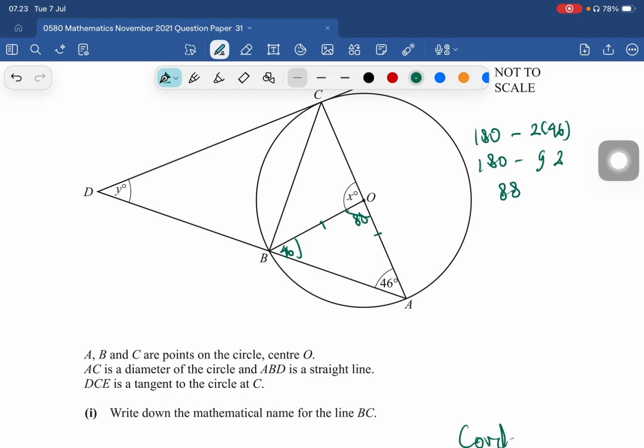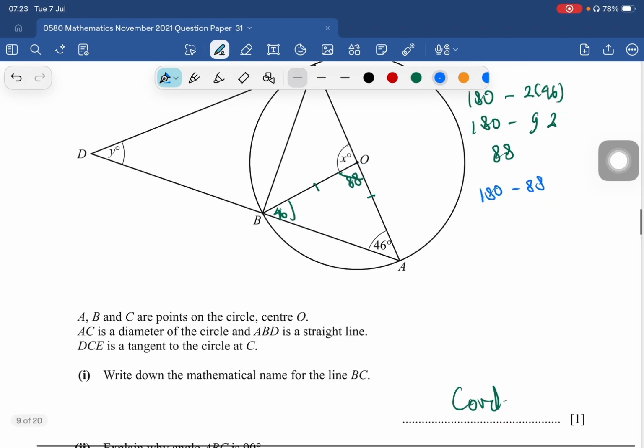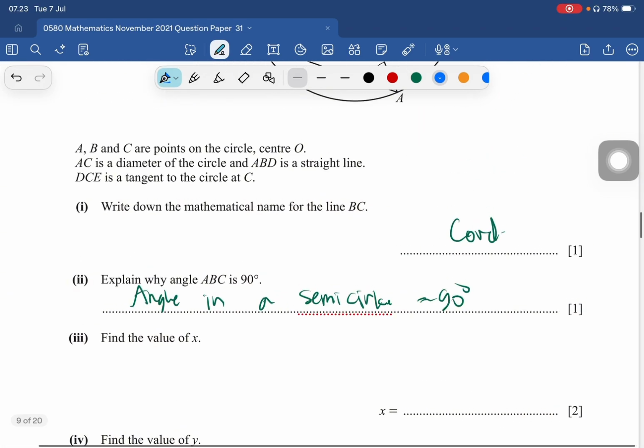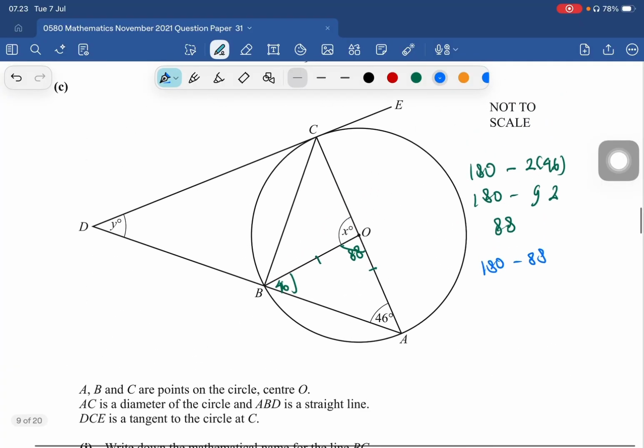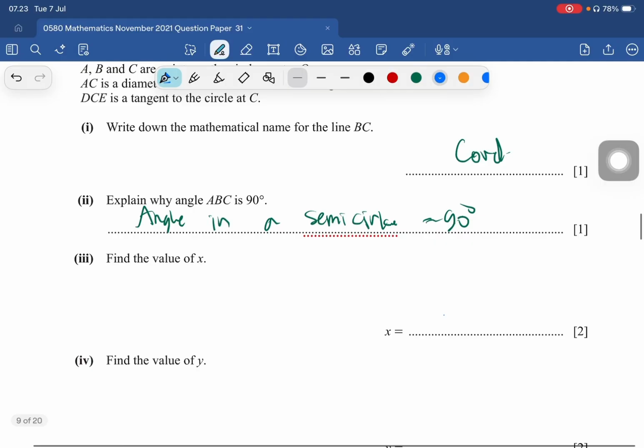Here is 88. Okay, to find x, one straight line equals 180. So 180 minus 88. So x here is equal to 92 degrees. Okay, we got it. This is 92 degrees.